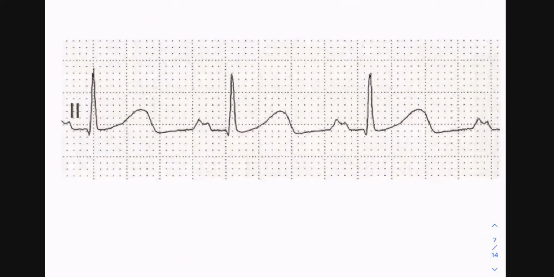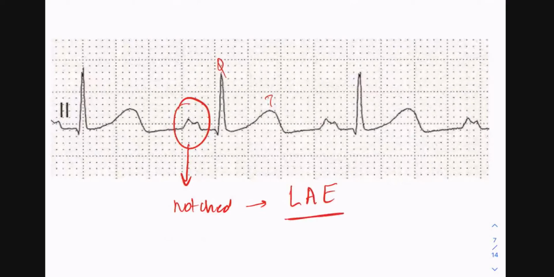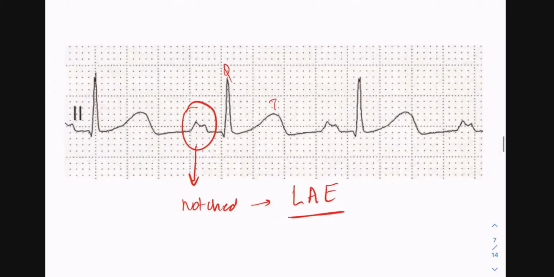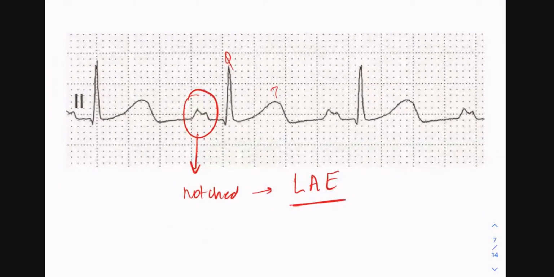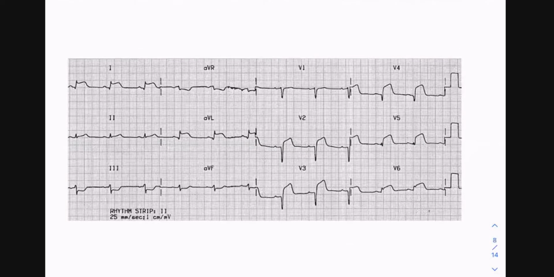Okay, let's see, we have only lead 2 here. This P wave, clearly something up with this. So QRS is good, T wave is fine, but the P wave is notched. And anytime you see a notched P wave, it's a sign of left atrial enlargement. Left atrial enlargement can have many causes, but one of the common ones can be mitral stenosis, among others.